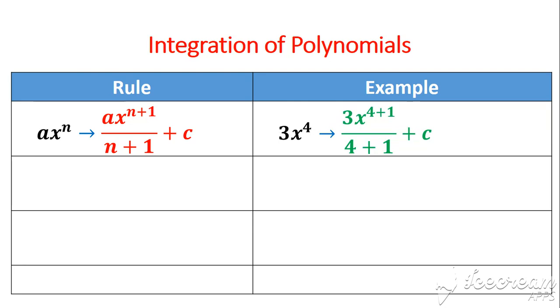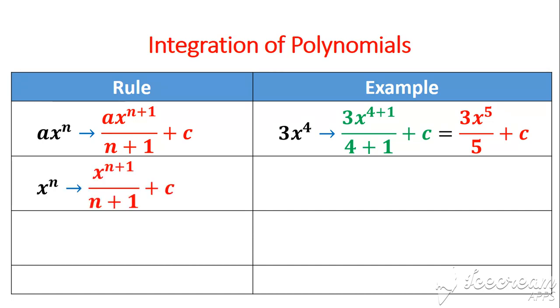All right, for example, 3x to the power of 4. We add 1 to the power of 4, and we divide by the new power of 4 plus 1, and then we plus our constant c. That simplifies down to 3x to the power of 5, divide 5 plus c.